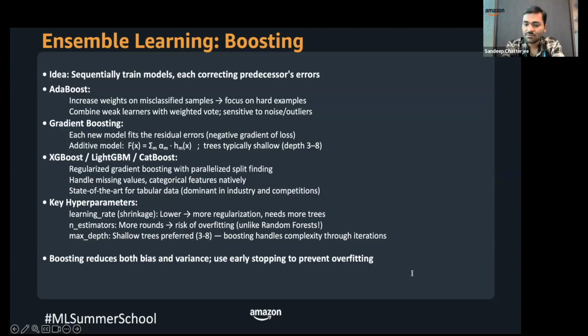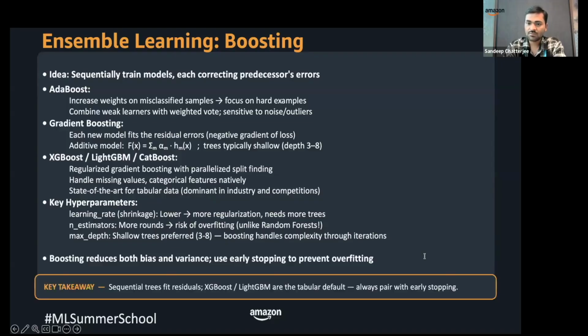Here is your final key takeaway for tree-based models: unlike random forest, sequential trees fit residuals. They reduce both bias and variance simultaneously. And if you are working with tabular data in the real world, algorithms like XGBoost and LightGBM should be your absolute defaults. But because they are so powerful and prone to over-optimizing, you must always pair them with early stopping, a technique that monitors the validation error and automatically halts training. If you master these concepts, then you will have one of the most powerful machine learning algorithms in the industry at your fingertips.